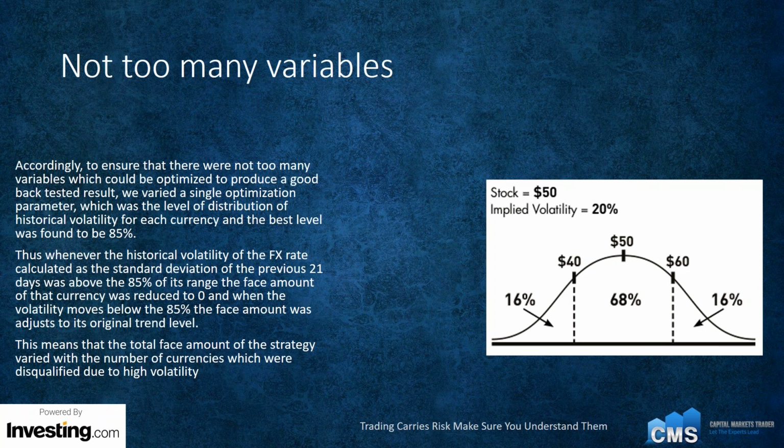Okay. To ensure that there were not too many variables which could be optimized to produce a good back-tested result, we varied a single optimization parameter, which was the level of the distribution of historical volatility of each currency. The best level was found to be 85. Thus, whenever the historical volatility of the FX rate, calculated as the standard deviation of the previous 21 days, was above 85% of its range, the face amount of the trade was reduced to 0. We just wouldn't trade it. When the volatility moved back below the 85%, it would go back to its original trend level.